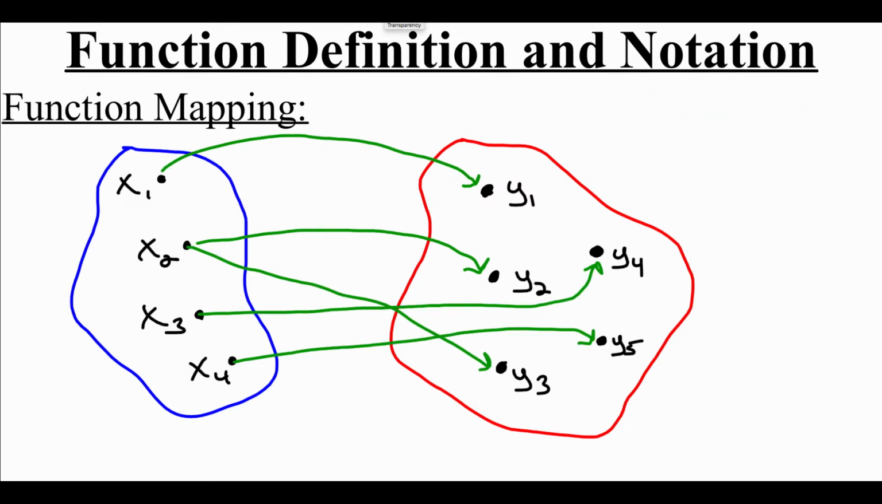But if we looked at a similar mapping, now I've changed things a little bit. If we look at this x2 value, x2 is being mapped to y2, but x2 is also being mapped to y3. So we have one x value going to two different y values, which is bad. So this mapping does not represent a function.